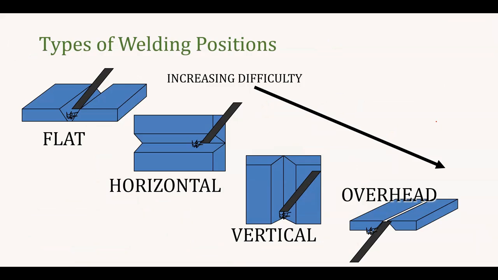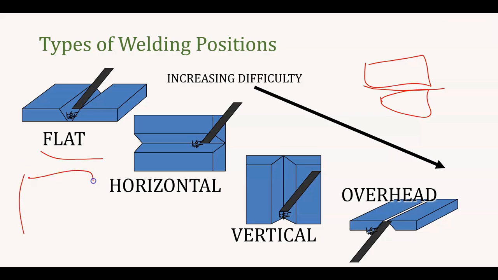Coming to the types of welding position, generally we have four different types of welding position. One is flat welding. Generally we will have two plates on a table and we will try to weld them. The next one is horizontal type, where the welding direction is in the horizontal manner, right?